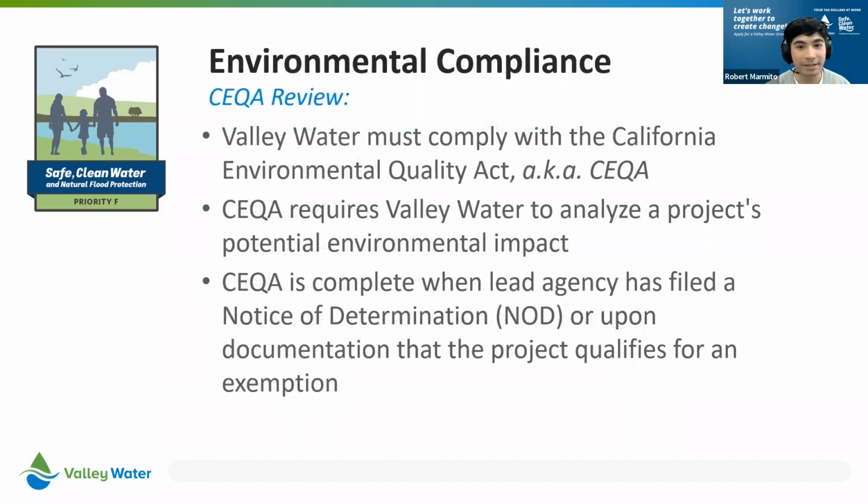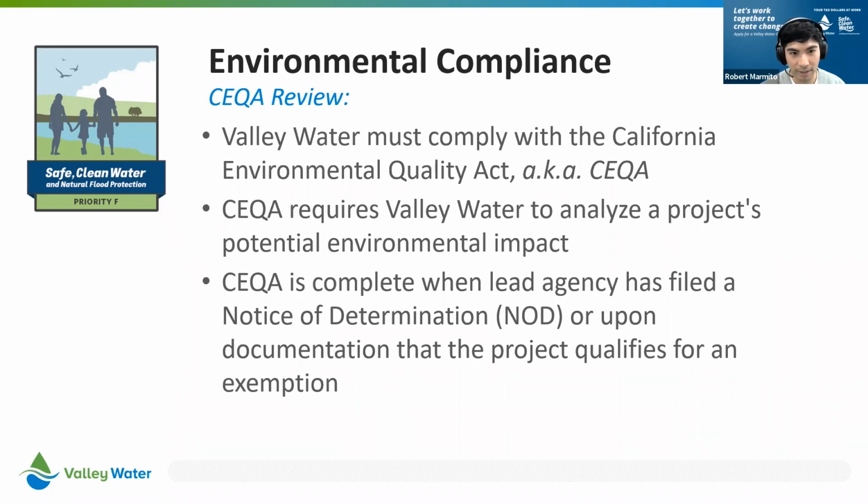Awesome. Thank you, Kristen. All right, so now we're going to go ahead and talk about environmental compliance, specifically the CEQA review. So Valley Water must comply with the California Environmental Quality Act, which is also known as CEQA. CEQA requires Valley Water to analyze a project's potential environmental impact. The CEQA is complete when the lead agency has filed a Notice of Determination, NOD, or upon documentation that the project qualifies for an exemption.